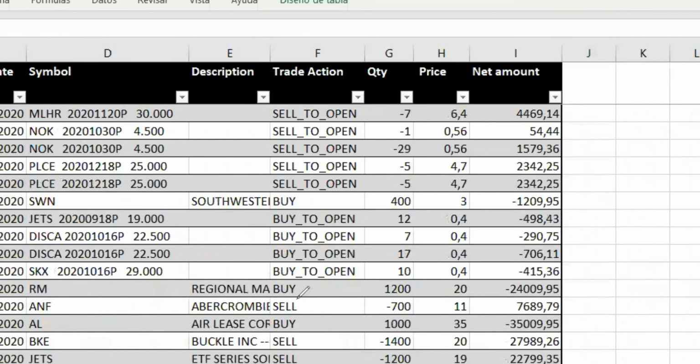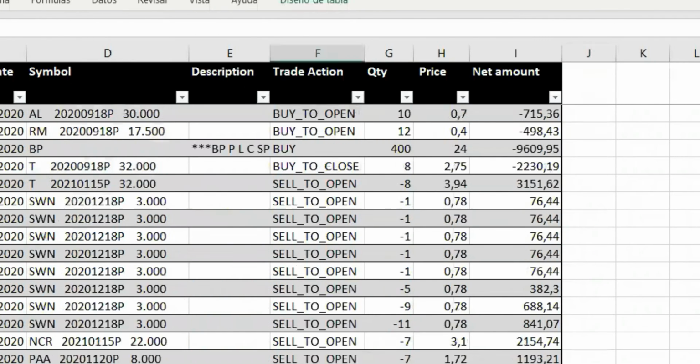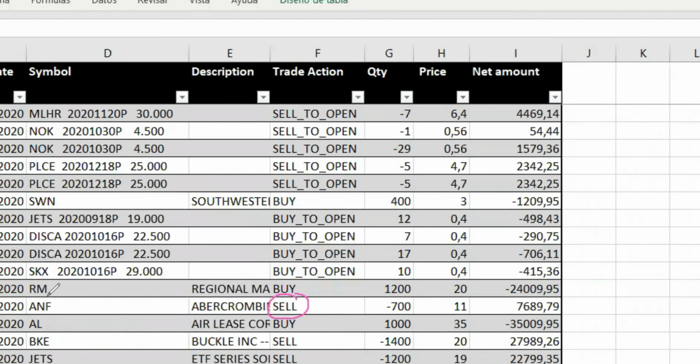Here, there's an example of some shares that we sold, and we talked about them before in these videos. This is ANF. If you remember, we bought these shares at 12 and we sold them at 11, 700 of them, but still we had made a big profit on this position because of the puts that we got before and the calls that we sold on this position. And net amount here shows us the amount of money that we got, which is 700 times 11 minus the commissions.